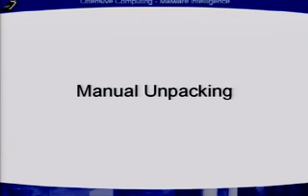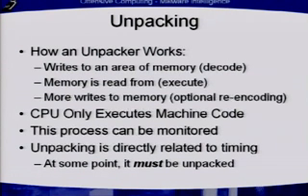Okay, so now I'm going to go into manual unpacking. This is the process for deobfuscating these binaries. The way an unpacker works, I described a little bit before. There's a write to an area of memory. This is the decode. That area is then executed, and then there are more writes to memory, sometimes re-encoding, optionally, or other things. Since the processor can only execute machine code, you can monitor this unpacking process and get to the instructions after they've been decoded. Unpacking is basically a function of timing. If you can get there at the right time when everything's deobfuscated, you can tell what's going on, and you can dump it to a file. At some point it has to be unpacked before it executes.